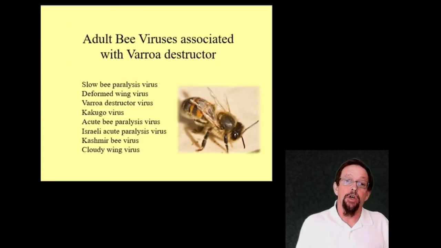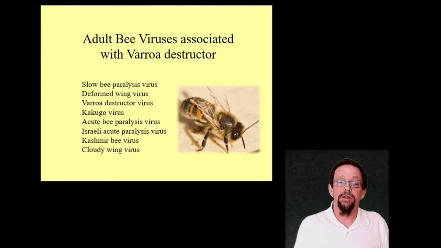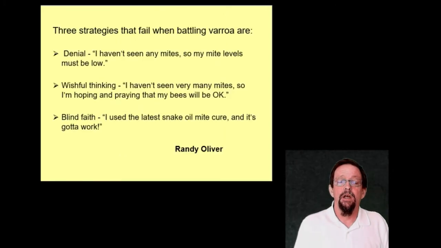Adult bee viruses associated with Varroa destructor. The bee pictured there has deformed wing virus. This is one that's easily discernible from the list that's there. And again, there's a whole large list of viruses that come with a high mite infestation in your hive.